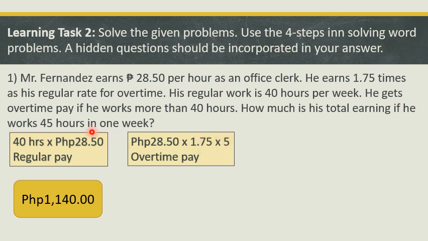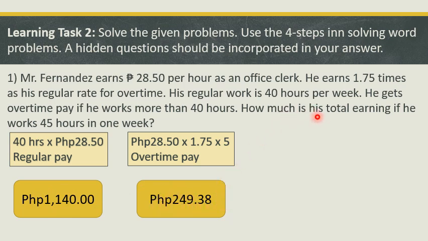Saan nakuha yung 5? Yung sumobrang hours sa 40 hours. So, para makuha natin ang overtime pay. Kapag sinolve nyo to, ang makukuha natin is 249 pesos and 38 centavos. Ngayon, ano sunod natin gagawin? Nandito na yung ating regular pay, nandito na yung ating overtime pay. So, ano na sunod natin gagawin?